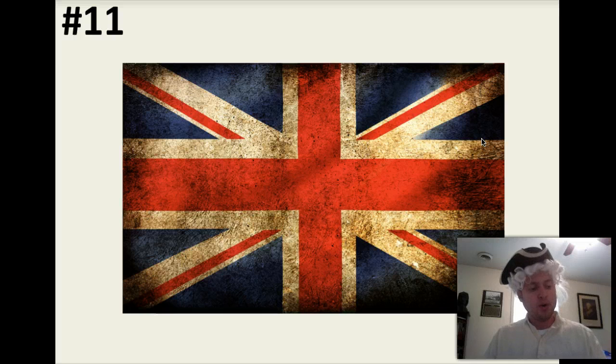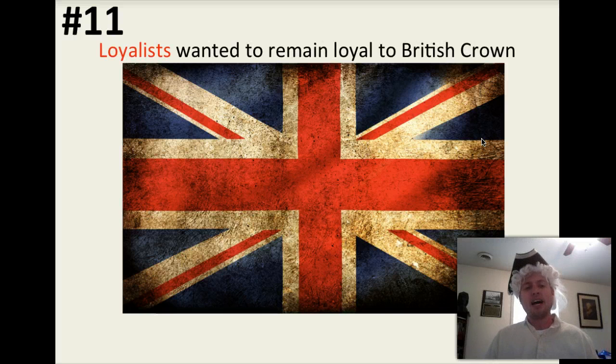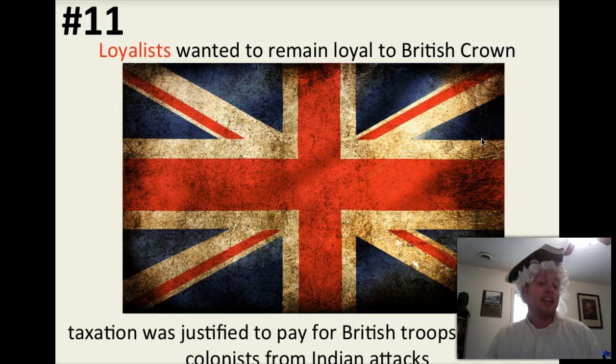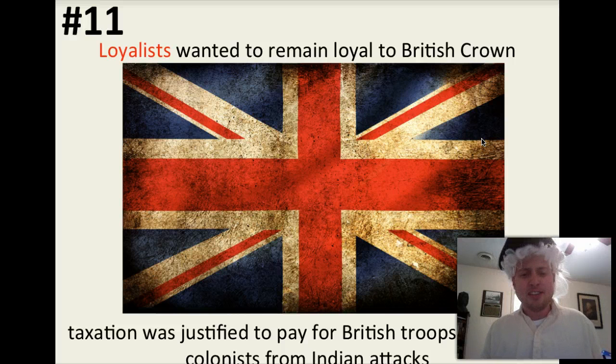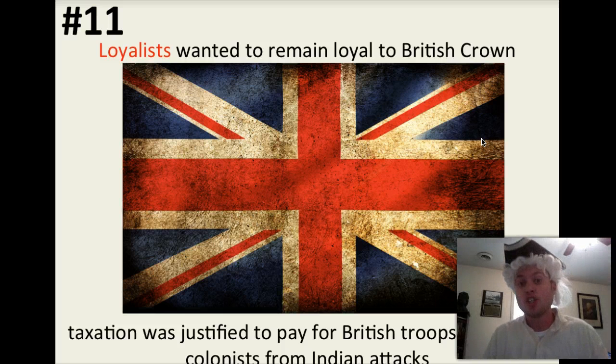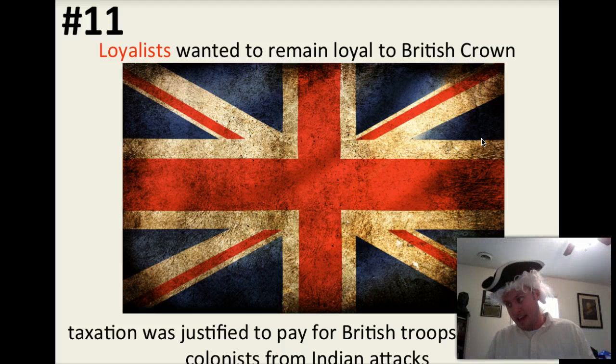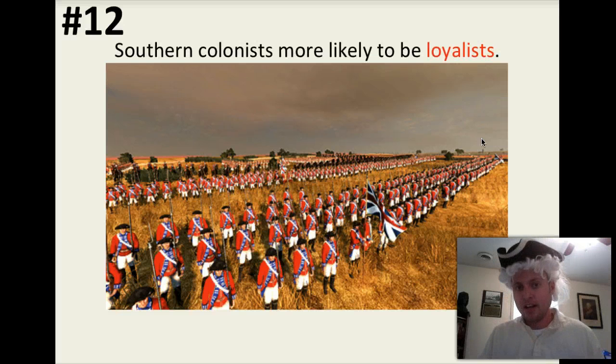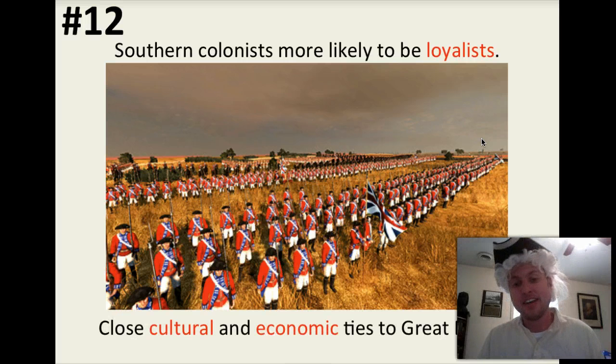Of course, there were people who did not want to get rid of the crown. Loyalists wanted to remain loyal to the British crown. They said, hey, taxation is justified to pay for the British troops to protect us from Indian attacks. It costs money. Remember the proclamation line of 1763? That is cash that Great Britain is paying, so we should pay some taxes. Also, southern colonies are where there would be more loyalists. It was more likely for loyalists to be in the southern colonies because remember, those are where those close cultural and economic ties to Great Britain were.